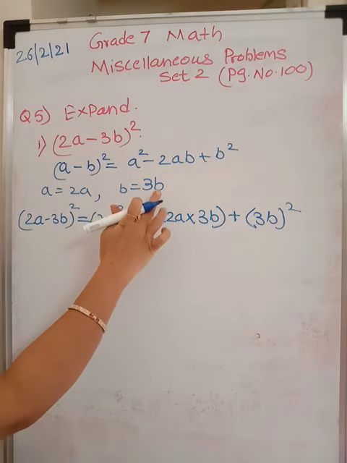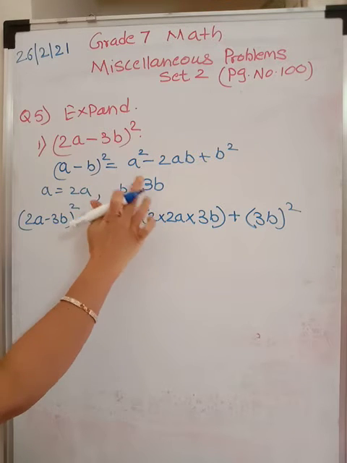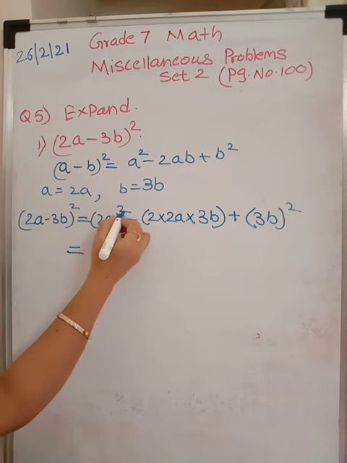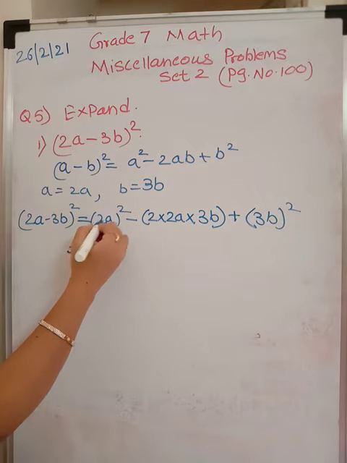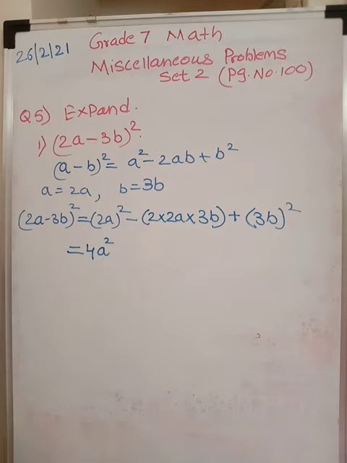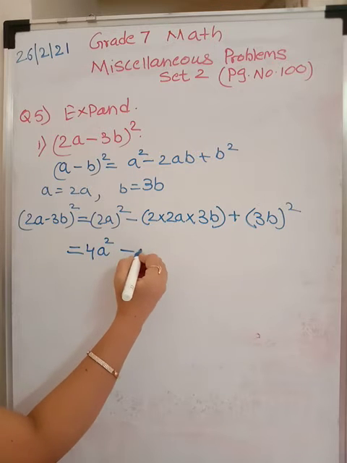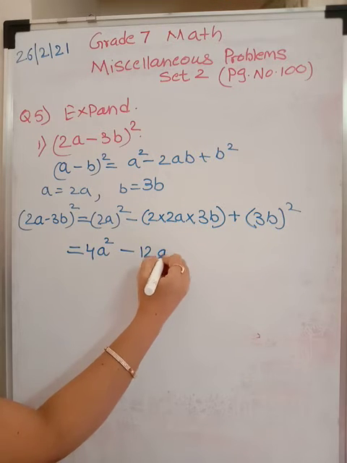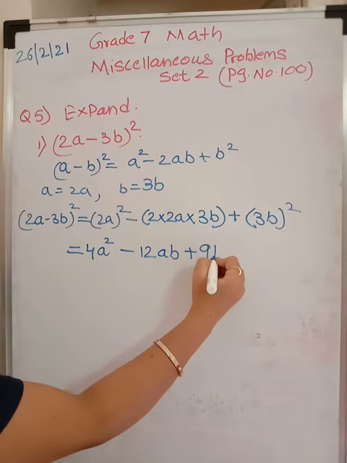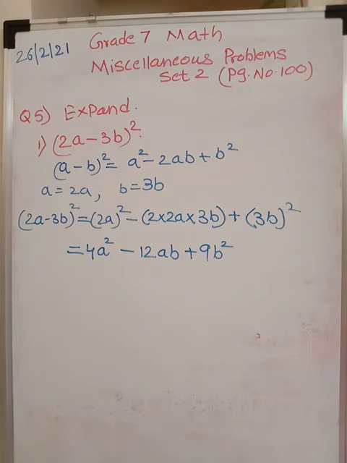It is not only the square of b. How many elements are there in the b? You have to put square for all of them. So I am using brackets. Alright? Okay. Now this square goes for 2 as well as a. 2 square is 4. Square of a is a square. Done? Minus. 2 2s are 4. 4 3s are 12. a into b is ab plus 3 square is 9. Square of b is b square. So this is your final answer. I hope it is clear.